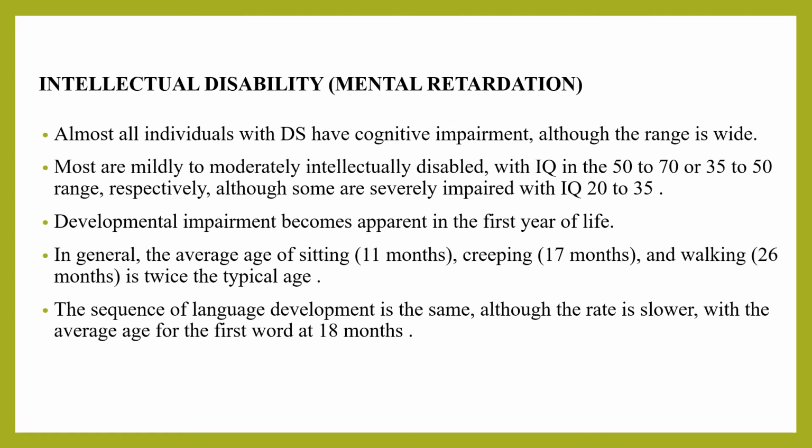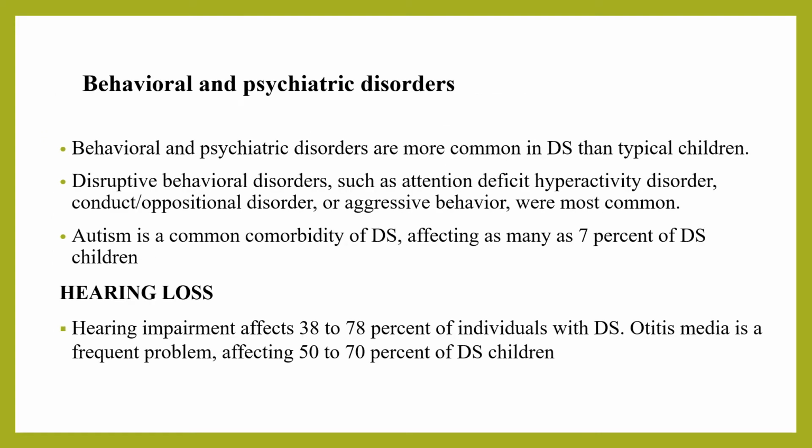The other is behavioral and psychiatric disorder. Behavioral and psychiatric disorders are more common in Down syndrome than in typical children, but less common than in those with other causes of mental retardation. The most common behavioral disorders are disruptive behavioral disorders, such as attention deficit hyperactivity disorder, conduct oppositional disorder, or aggressive behavior. Those are most common. Autism is a common comorbidity of Down syndrome. It affects as many as 7% of Down syndrome children. Most of the time, the diagnosis is delayed compared with children without Down syndrome.